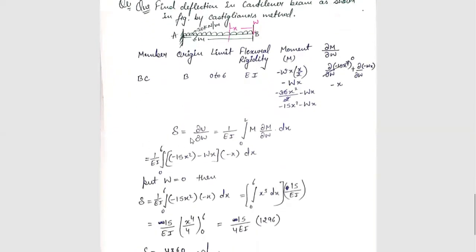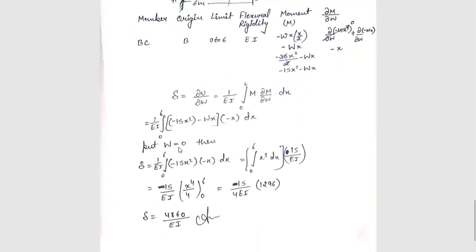Then put this value in the formula of deflection, which is 1 upon EI, integral 0 to L of M into del M upon del W dx, which is 1 upon EI, integral 0 to 6 of (minus 15x square minus Wx) into (minus x) dx. Put W equals 0 and equate this equation. The answer will be 4860 upon EI, which is the answer of this question.